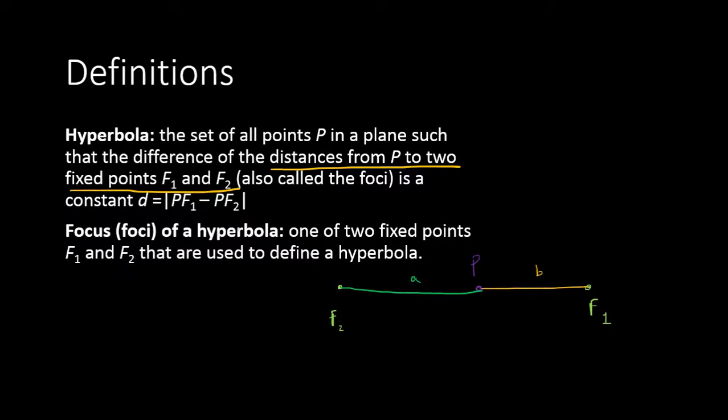Now, what's the other piece? They say the set of points P in a plane such that the difference of the distances. So remember, difference means subtraction. They just want to know how much further or closer A is to B. So A is one of my distances, B is the other, and they want the difference. I'm going to wrap that in absolute value, meaning it doesn't matter if I do A minus B or B minus A, I'll get the same result, which is going to be d. So the set of all points in a plane such that this difference equals d are going to satisfy my rule and be part of my set of points that define my hyperbola.